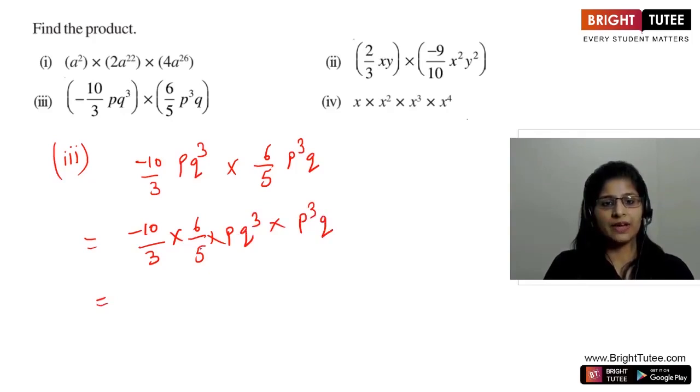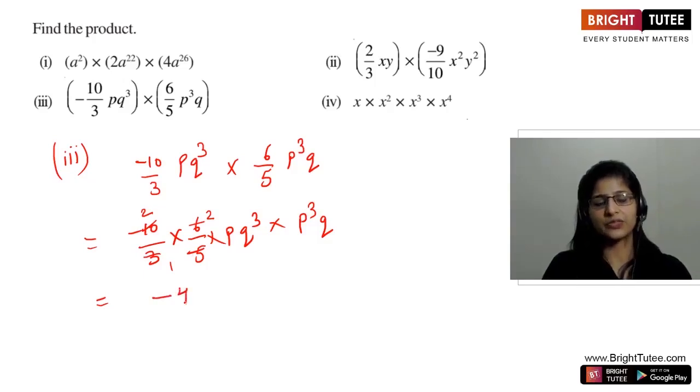So see, 5 1s are 5, 5 2s are 10, 3 1s are 3, 3 2s are 6, 2 and 2 is 4, and this minus sign. So minus 4. p and p cube forms p to the power 4. Q cube and q forms q to the power 4. So this will be the answer of this question, right?